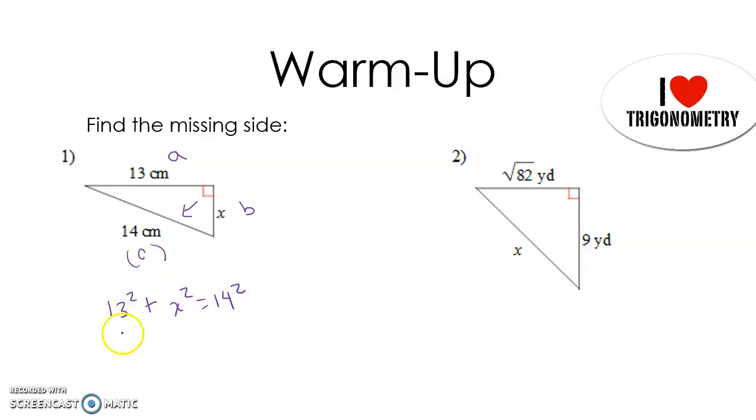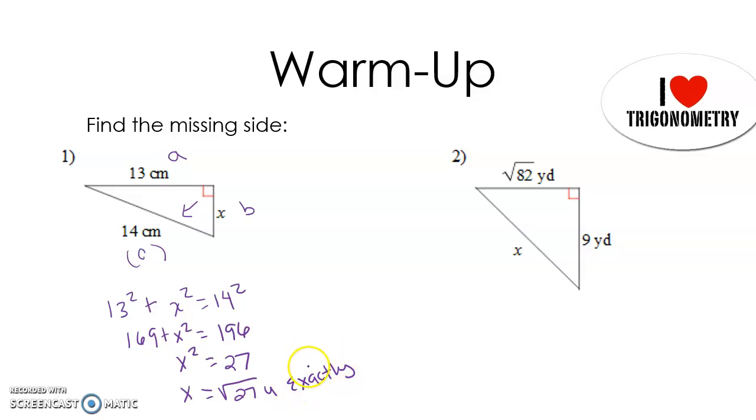13 squared is 169 plus x squared, and our 14 squared is 196. 196 minus 169 is 27. Take the square root of both sides, and x equals √27 units exactly.